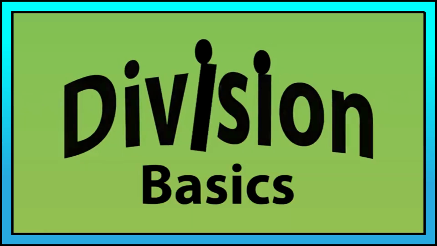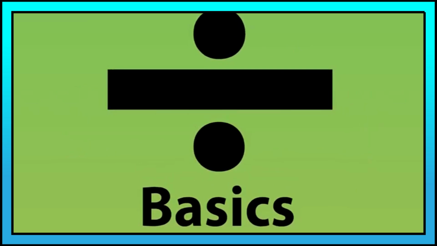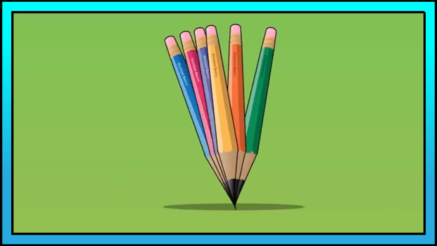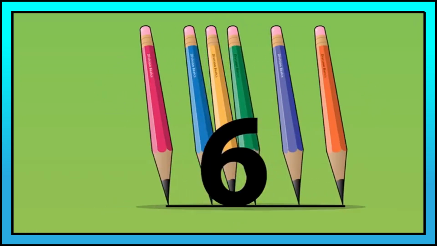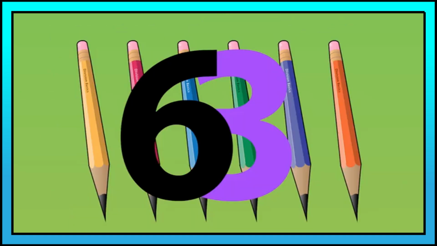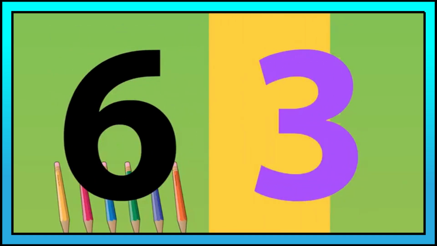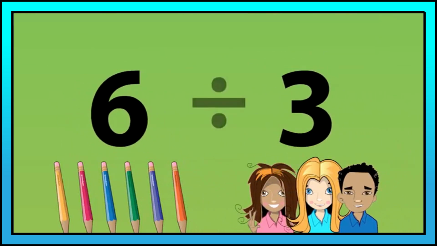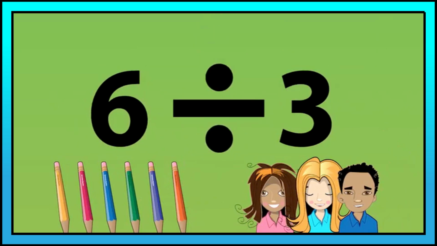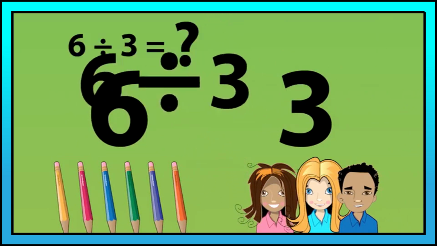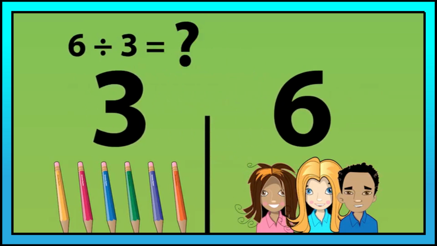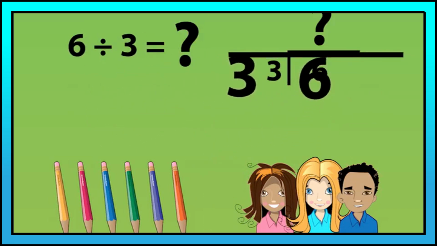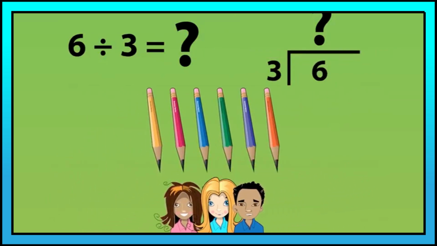It's time to divide. Let's divide 6 pencils equally among 3 students. 6 divided by 3. This can be written 2 ways, with a division symbol, 2 dots and a line in between, or as a division problem with a T, where the answer goes above the line.